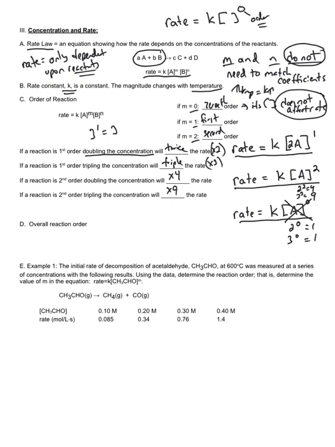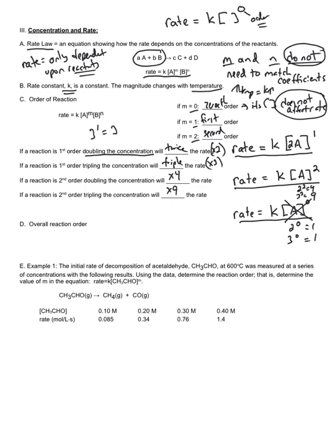If it's 1st order, it's pretty simple. If I double it and the rate doubles, or it's twice as fast, then I know the reaction is 1st order. So that's how we can experimentally derive the orders of the reactants, by simply changing the concentration of it while I hold all the other variables the same. I would keep the temperature the same. I'd keep the size of the reaction vessel the same. I'd keep everything else the same.